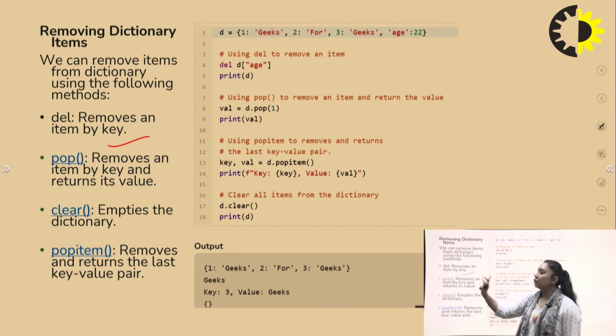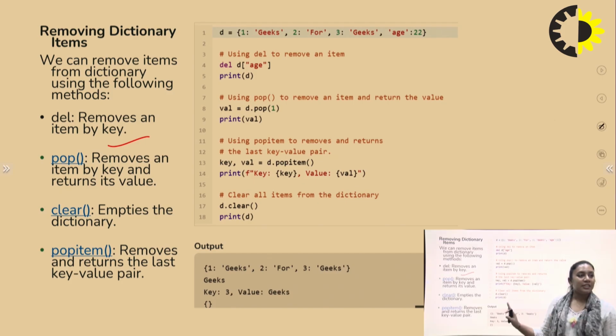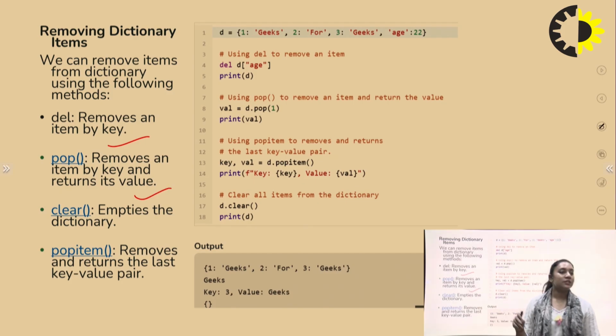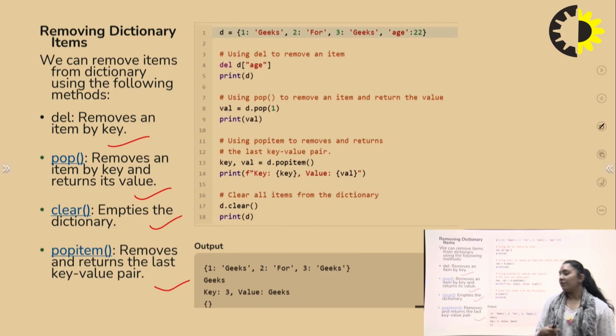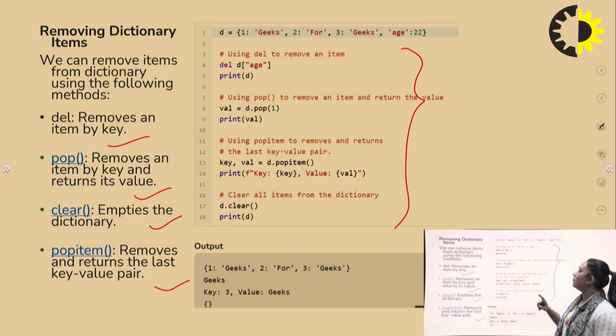Delete function, which removes any type of item by its key. Pop, which removes the item by key and returns its value. Next, clear, which empties the dictionary. Popitem, which removes and returns the last key-value pair. So as you can see, this is the example where we are using all these four operations.